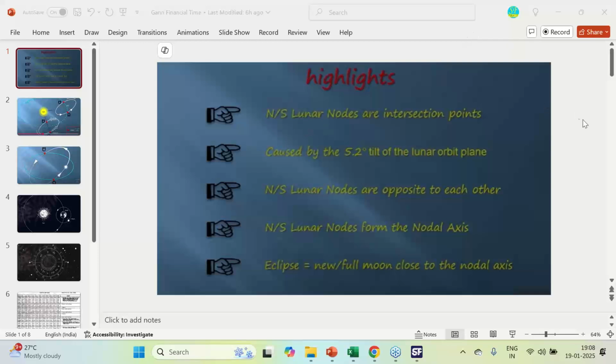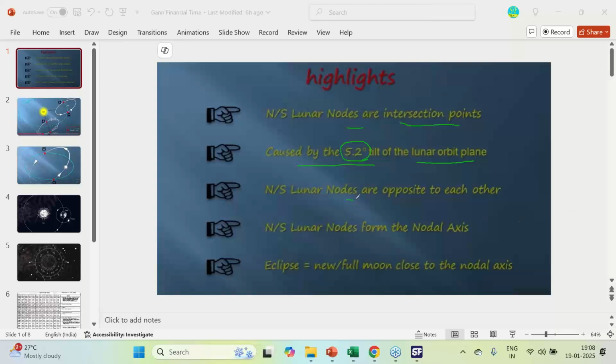The same professor of physics also told you this. This is not my note, these are his notes. Lunar nodes are intersection points. It is caused by the 5.2 degree tilt of the lunar orbit plane. So with 5.2 degrees, one concept came here. In Gann study, we are more concerned about the degrees.